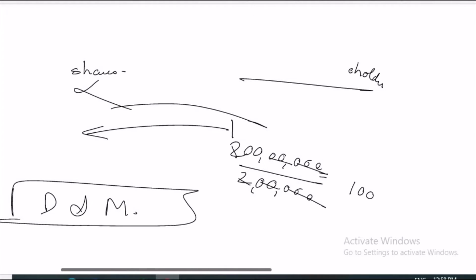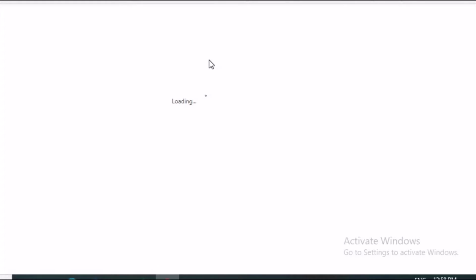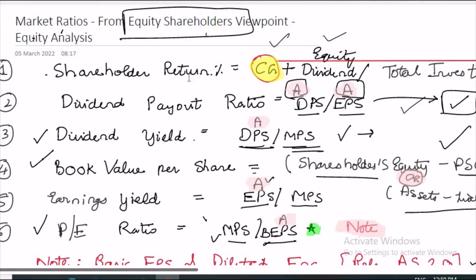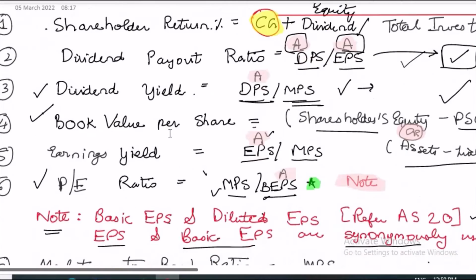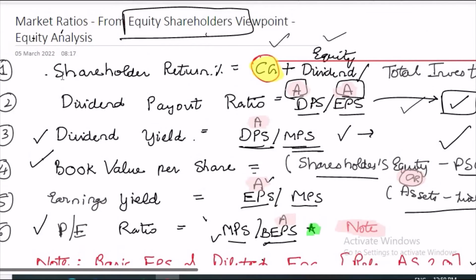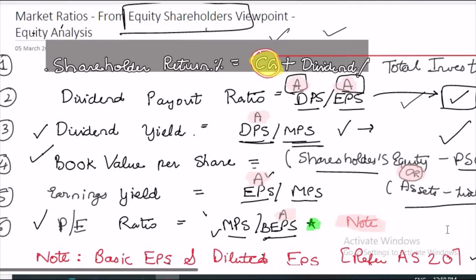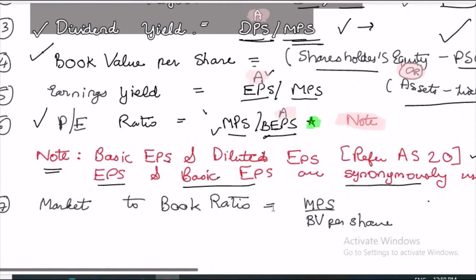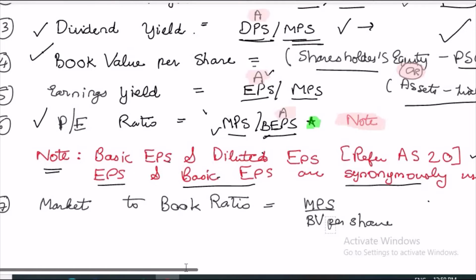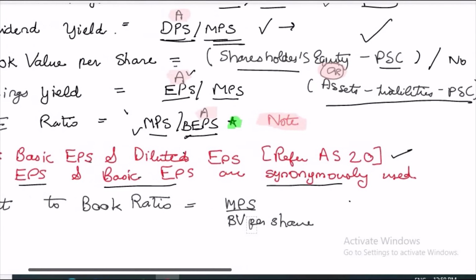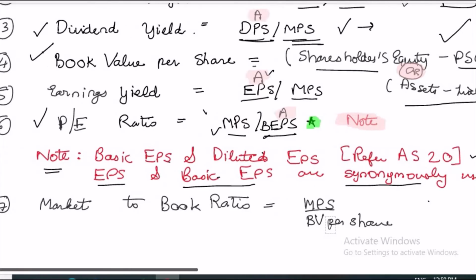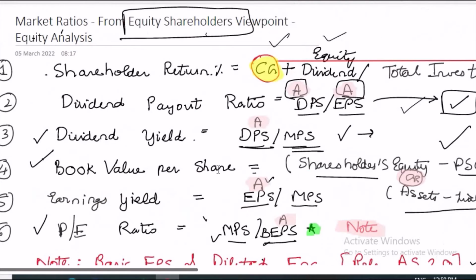Then we have the market ratios. These are market ratios from the equity shareholders' view, used for equity analysis. Using this we can analyse any stock, the future price, the future returns, what we receive from the payment, and the investment we have done. First is shareholders return percentage. So how is it found?